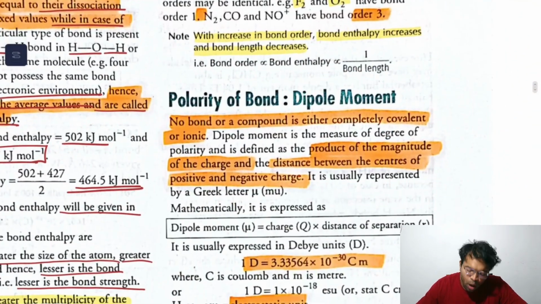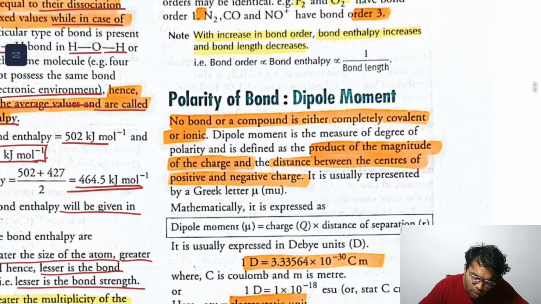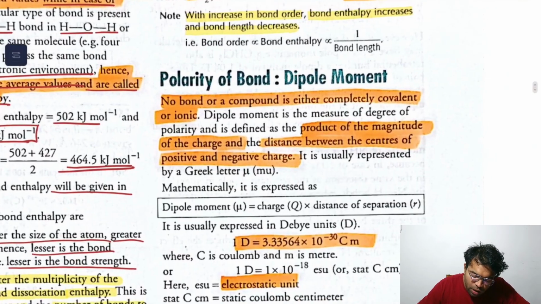Next point. Now, polarity of bond, the dipole moment. No bond or compound is either completely covalent or ionic in nature. For example, you have HCl. HCl, hydrogen chloride, is a covalent molecule. But what happens with HCl? Because chlorine has a larger electronegativity, being more selfish, it attracts the bond pair of electrons, or the shared pair of electrons, towards itself.